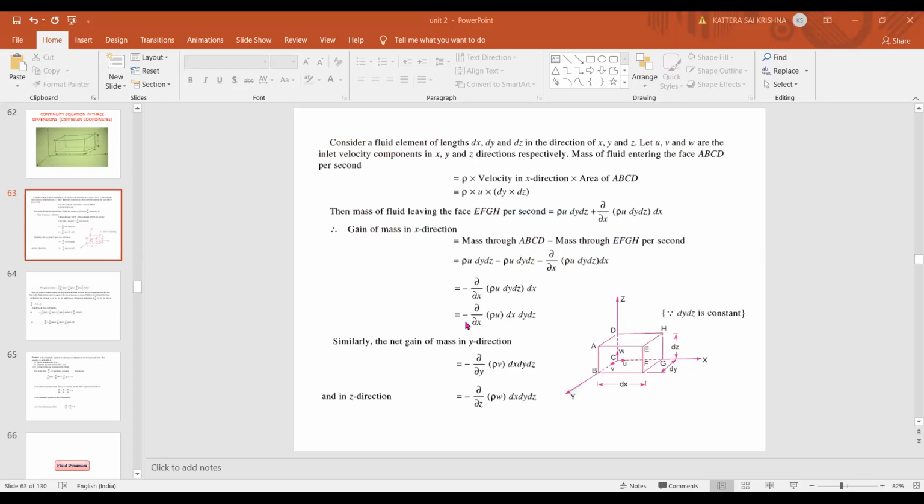Right. So up to here, we got the gain of mass in x direction. Similarly, now we have to consider that fluid is moving in the y direction, from here to that side.